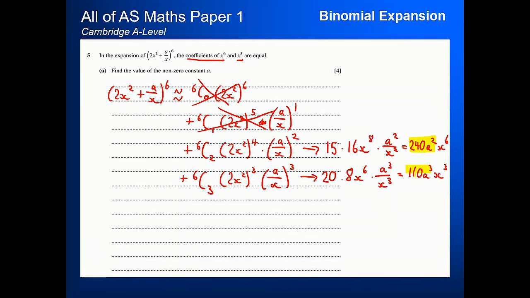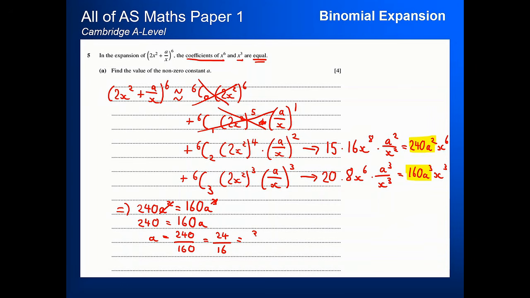So then we get our coefficient here highlighted, and because they are equal to each other, that's what we're told in the question, therefore 240 a squared is equal to 160 a cubed. We get some cancellation on both sides here, so we get 240 equal to 160a. Therefore, a is equal to 240 over 160, which we can simplify down.